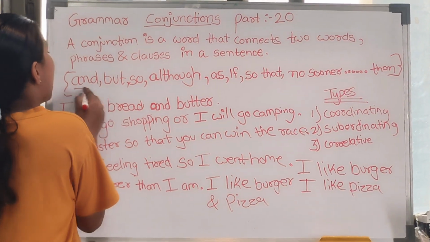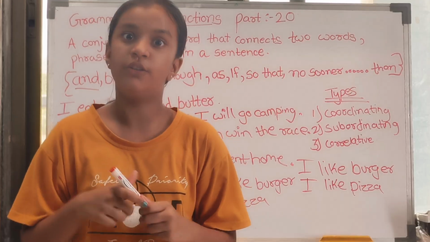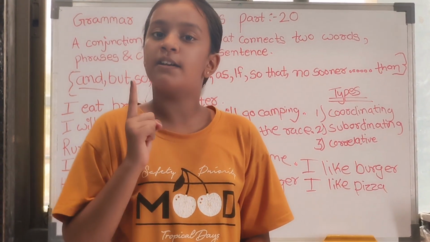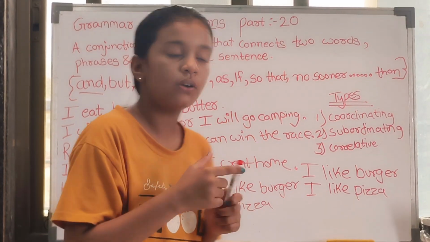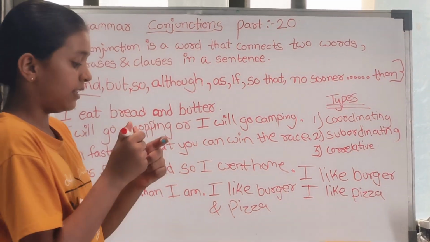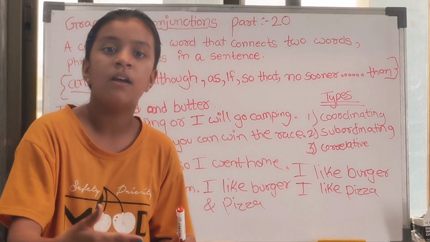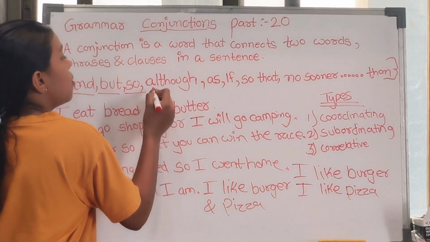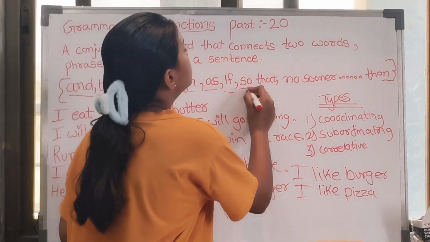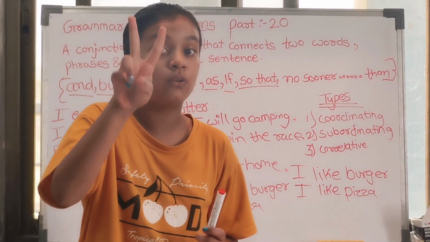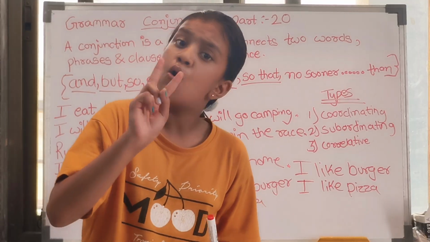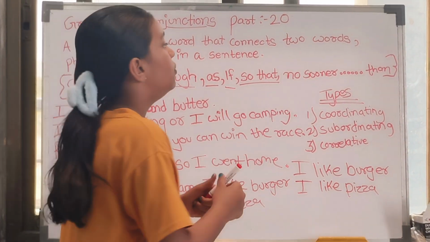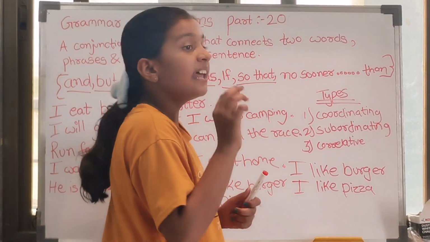So now here are some conjunctions I have written for explanation. Here, and is a very common conjunction. See, I have given you the example of and only. Understood? It is a very common conjunction in English grammar. Many questions in the exams come from the conjunction and. Clear? Now: but, so, although, as, if, so that. See, so that is a two-word conjunction. There are two or more word conjunctions also.